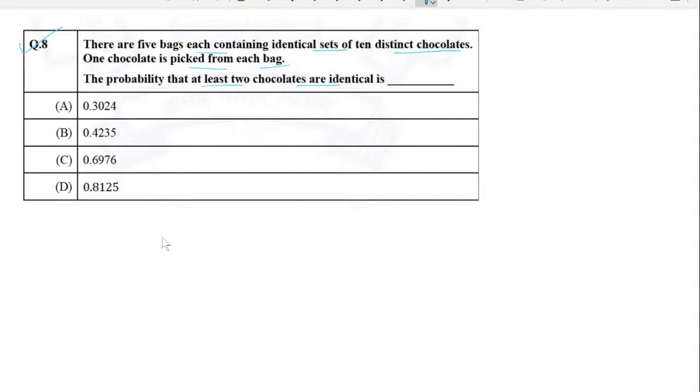So we find this probability by using this formula. The required probability is equal to 1 minus the probability of no 2 chocolates being identical. We have to calculate at least 2 chocolates are identical, so we calculate 1 minus no chocolates are identical. Now first we find no 2 chocolates are identical. So this is done as there are 5 bags.